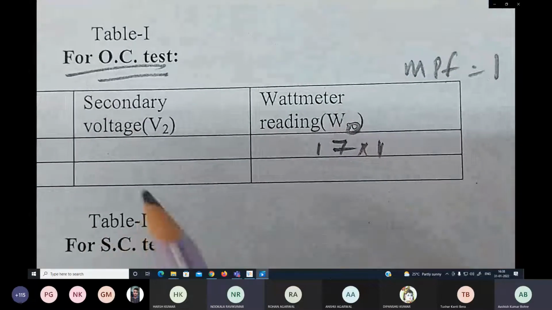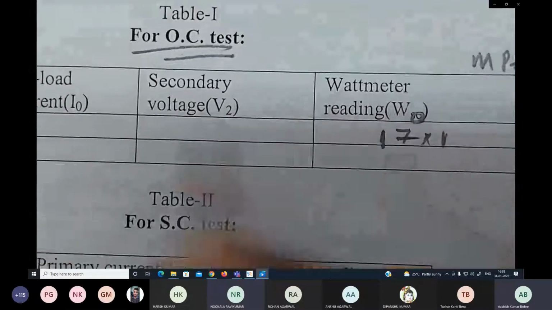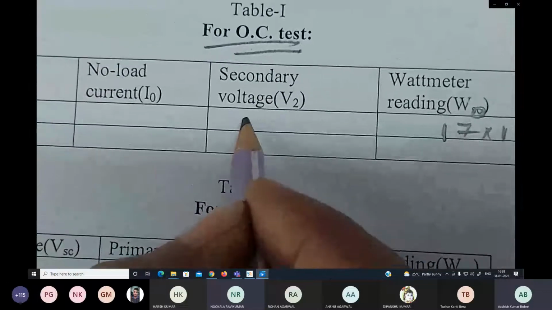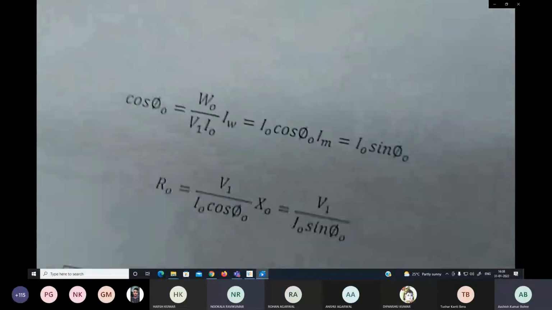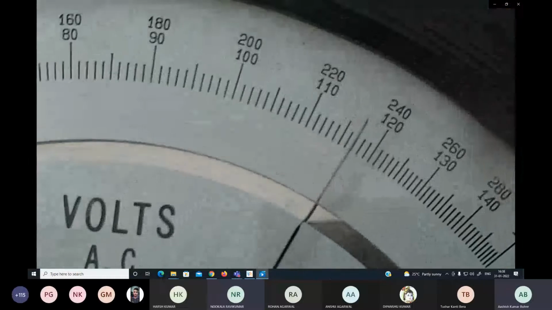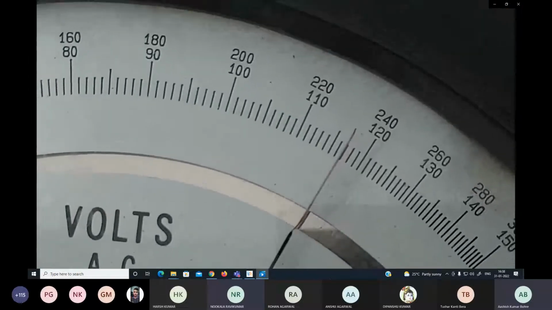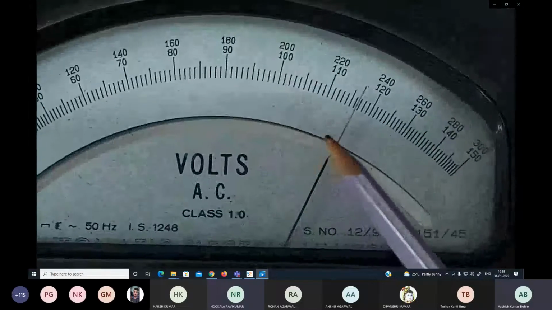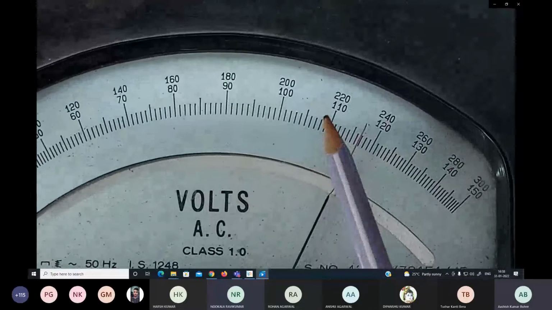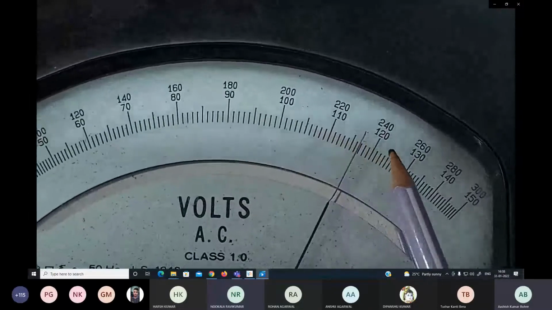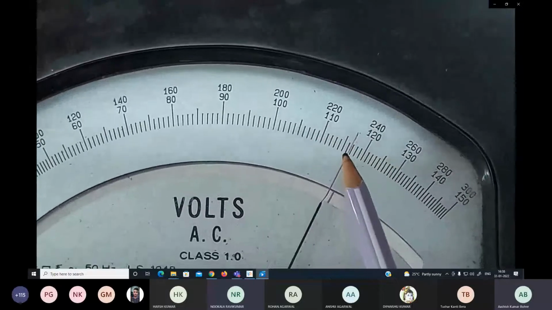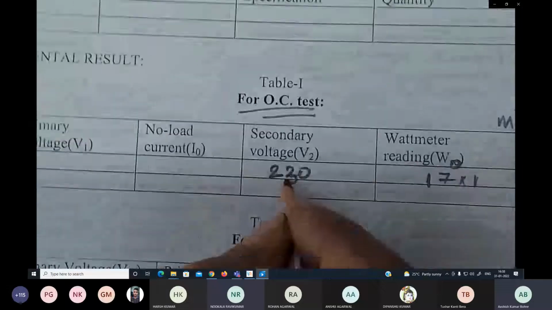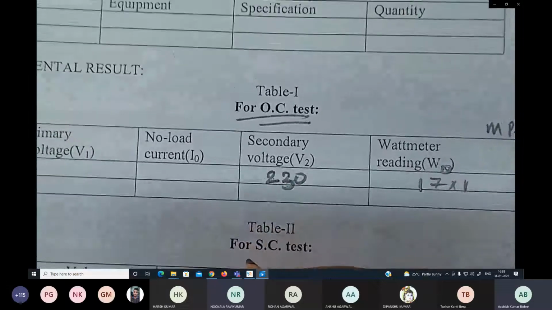How to calculate? From the wattmeter. So 17 into 1. Here, secondary voltage, how much? We have seen 222, approximately 220. Here we have to carefully see this voltage reading. It is 220 and this is 240, approximately 230, more than 230. So whatever it will come, you just note down 230. I am just taking 230 volt, secondary voltage.